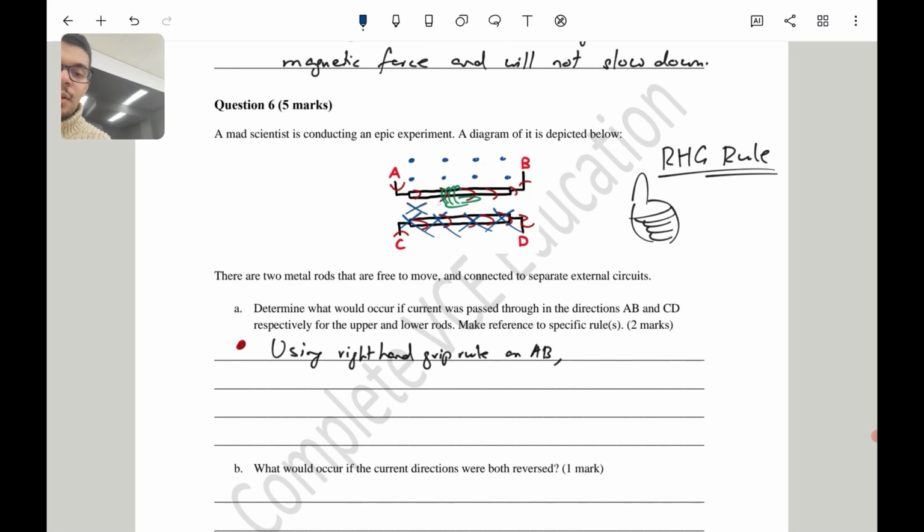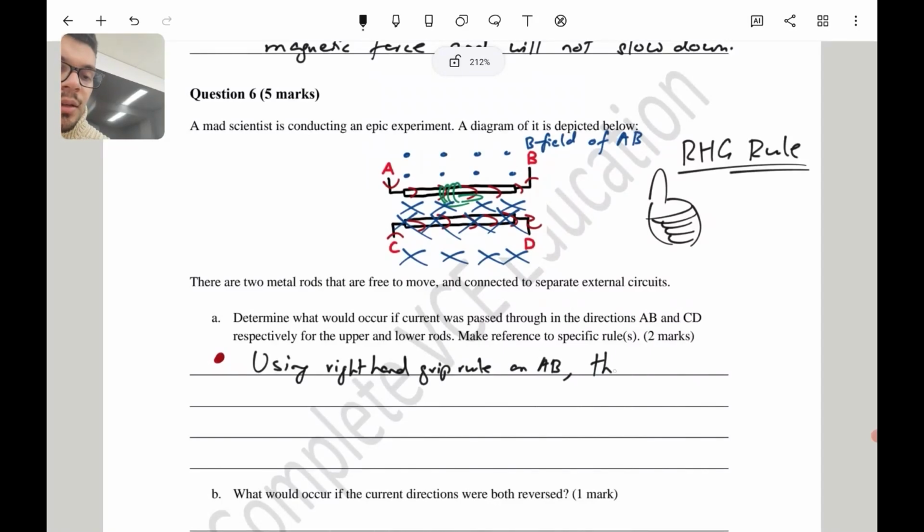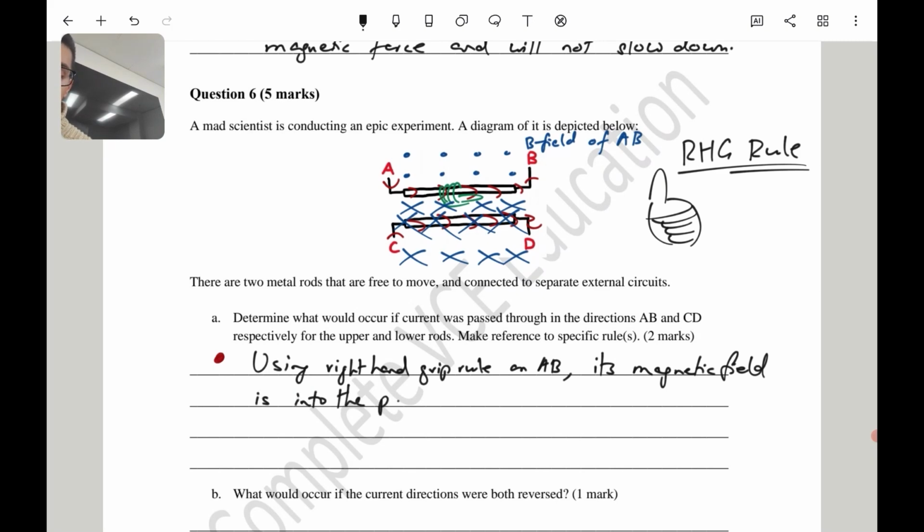So this is AB's magnetic field. Okay, magnetic field of AB. And you can see that the magnetic field of AB is actually going into the page at the location of CD. Its magnetic field is into the page at the location of CD.